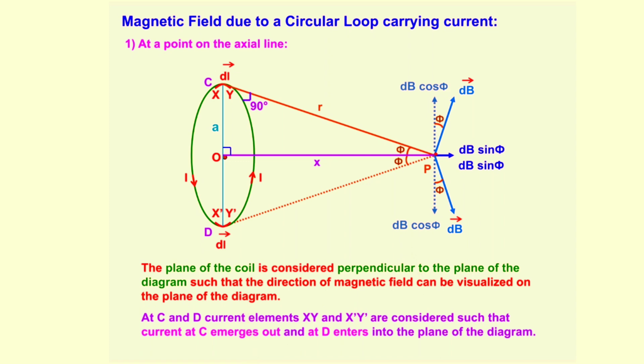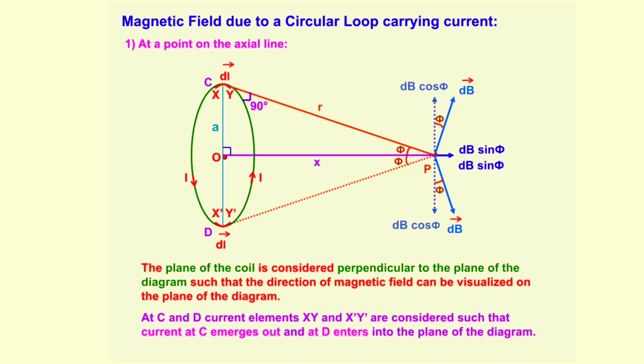Now just consider the figure. The radius of the coil here we are taking as A. dl is the current element which we have chosen on the top of the coil at point C, and point C is joined to point P on the axis. Here P is the observation point, and the distance between the point P and the dl current element is taken as r, small r, and the total distance from point O to point P we are taking as x.